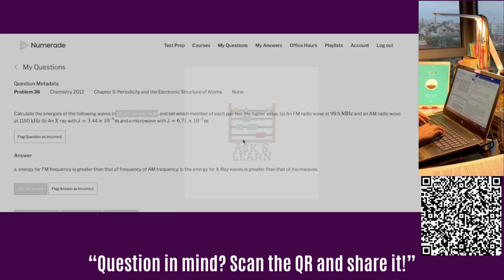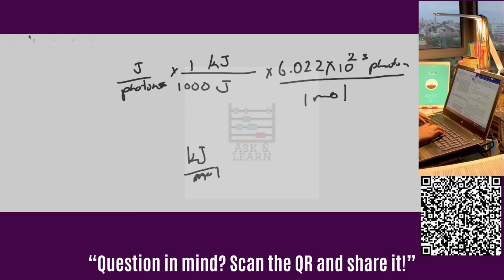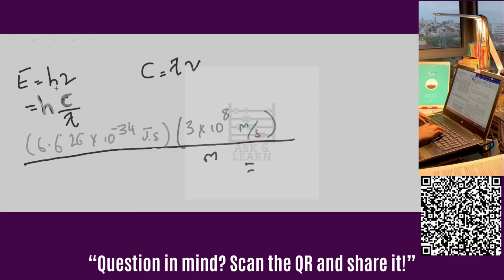All right, part B is giving you wavelengths, and we are asking the same thing, energy. So for part B, I need you to remember that X-ray is 3.44 times 10 to the negative 9. So we're gonna go ahead and do that. And then microwave is 6.71 times 10 to the negative 2. So let's go back. We're gonna use this one to do that in this case. You have to remember that E equals hν. In this case, they didn't give you ν, they give you lambda. So we're gonna use lambda.